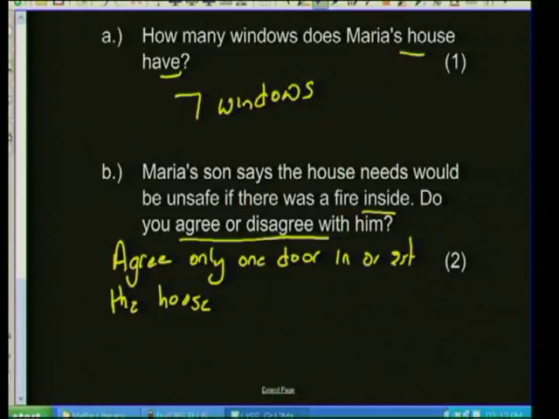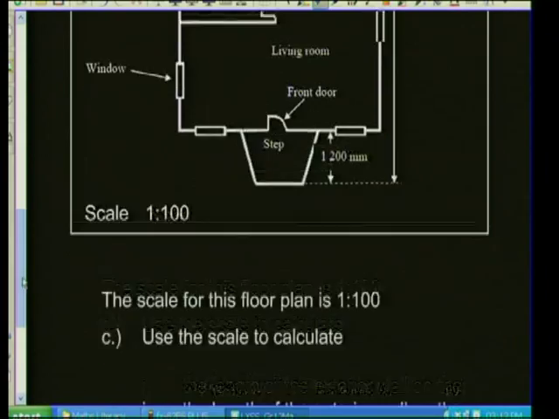But you know what? It's your opinion. You might say, actually having one door is not a problem, because there is still a way in and out of the house. If there were no doors, there would be a huge problem. But make a decision, and it's your opinion. Right, let's move on to the next part of the question.